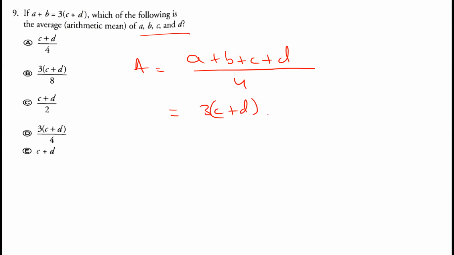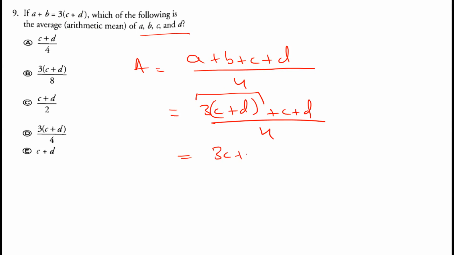Question 9: if A plus B equals 3C plus 3 bracket C plus D, which of the following is the average of A plus B plus C plus D? So we need to find the average of this. The average would be A plus B plus C plus D divided by 4. We know that A plus B equals 3C plus D plus C plus D, whole over 4. So A plus B equals this term.